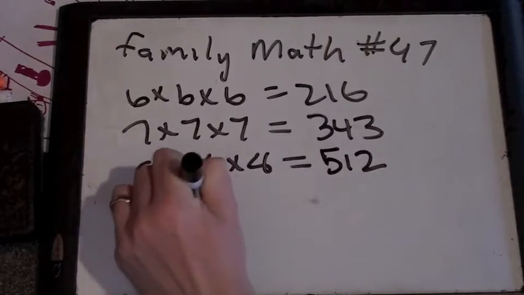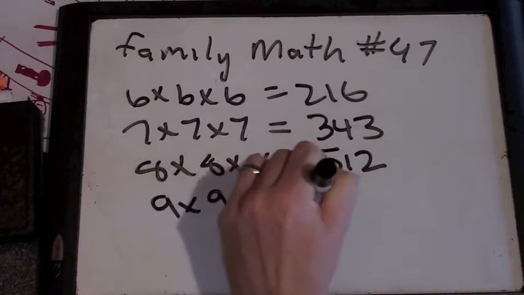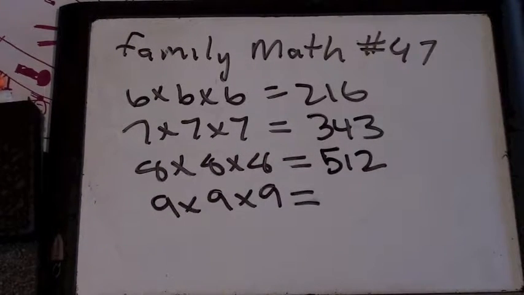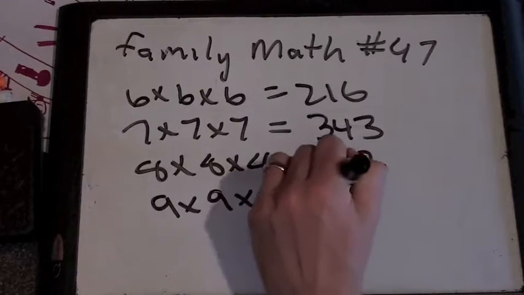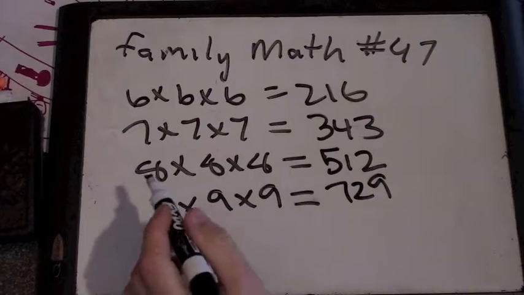Ooh, now for a tricky one. 9 times 9 times 9. It's 81 times 9. It's going to end in a 9. 729. Very good.